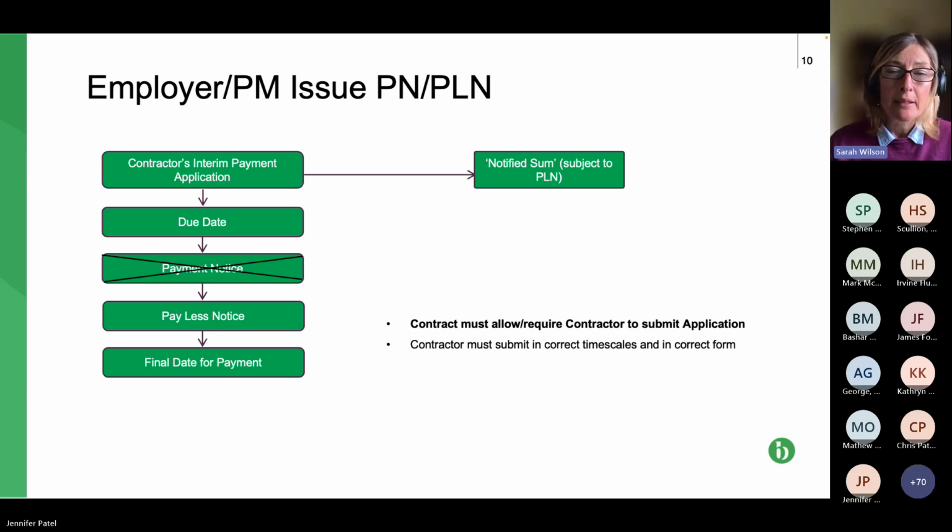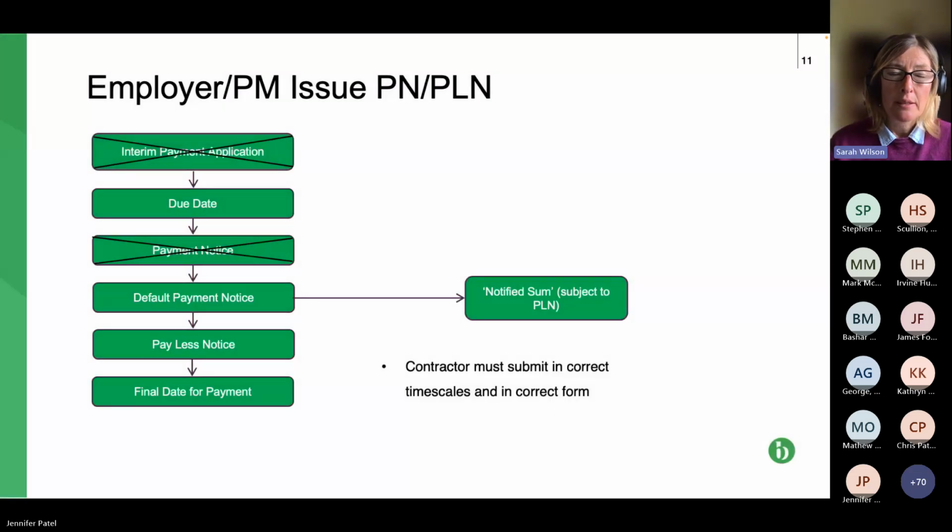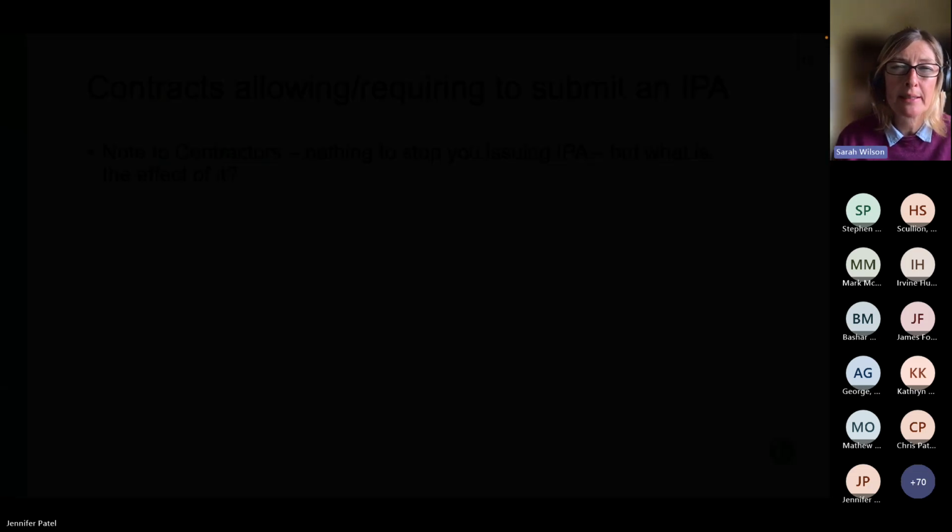Next slide, please. So this has evolved slightly. So there's no payment notice and no interim payment application. In this instance, we've got a default payment notice submitted by the party wanting to be paid, which would become the notified sum subject to the pay less notice. And the same points apply with regard to the correct timescales, the correct form. So if we can go on to the next slide, please.